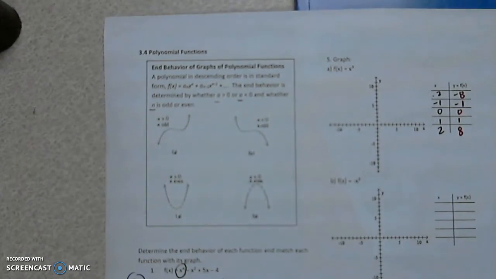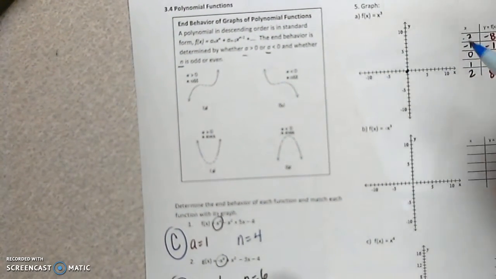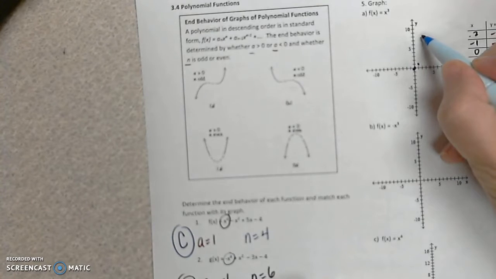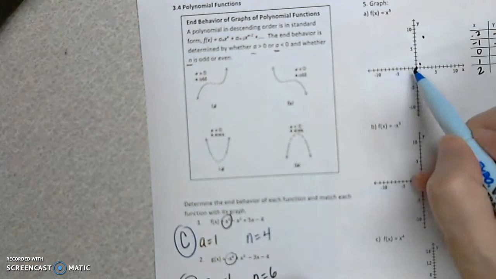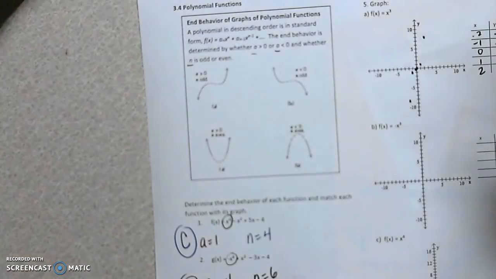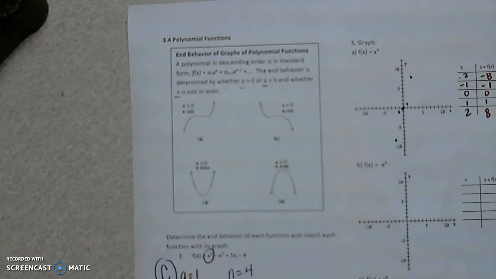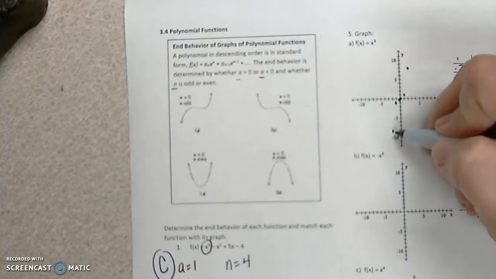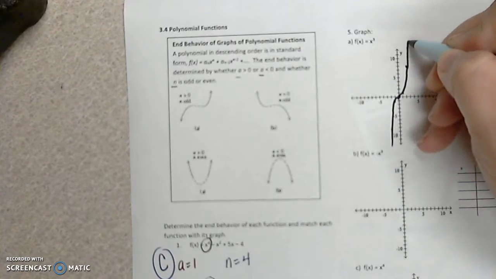Then I simply plot my points. So here's my point, 0, 0. Then right 1, up 1. And right 2, up 8. Then we're going to go left 1, down 1. Left 2, down 8. If you look at the basic shape of the parent function, x cubed, you'll notice it is not a straight line because this isn't a linear function, but it has kind of a curve to it, something like that.